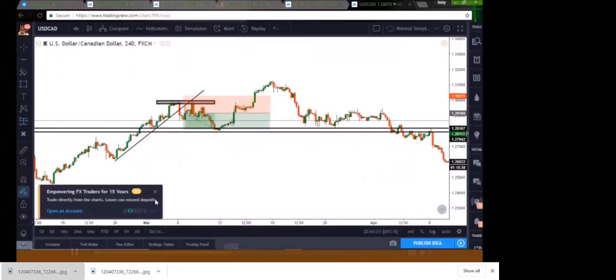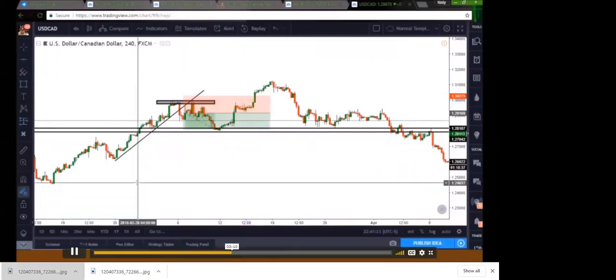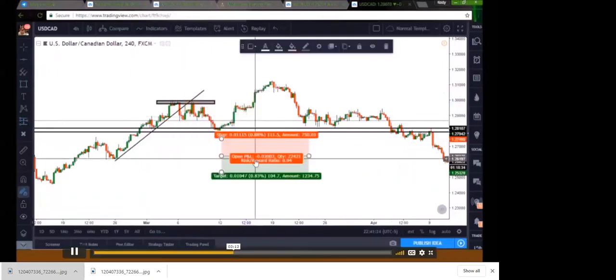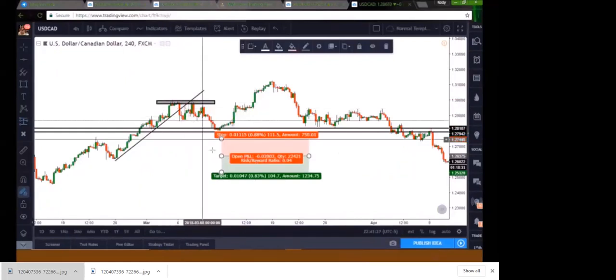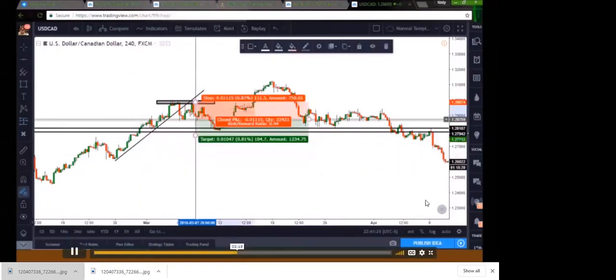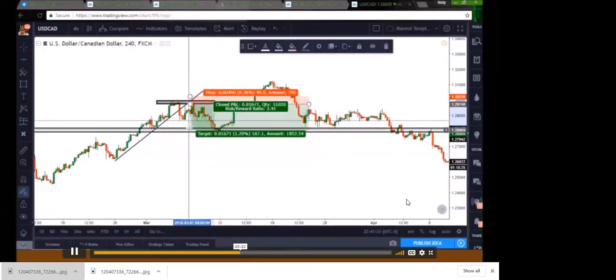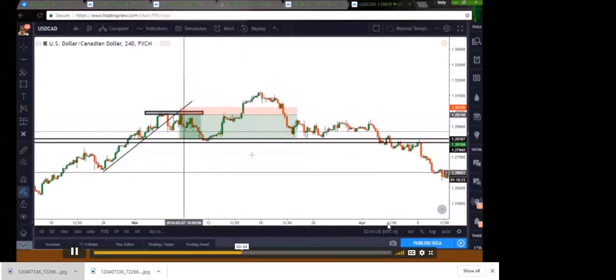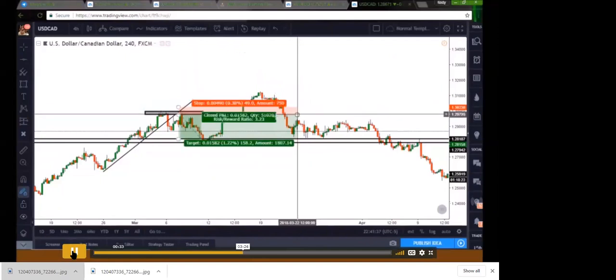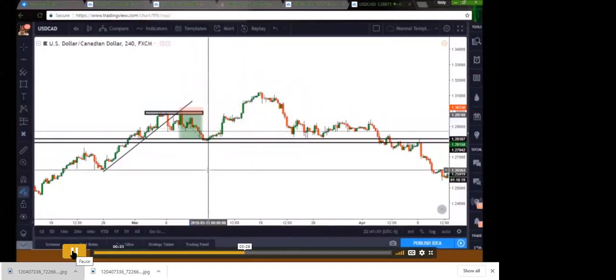Does the risk to reward make sense? No, it doesn't. So we're not going to take that. And then we wait and price comes up into our zone. That's another potential sell opportunity. Does the risk to reward make sense here? What's the answer? The answer is yes. Guys, this is the trade that you take. This is the trade that you should have taken in this situation.